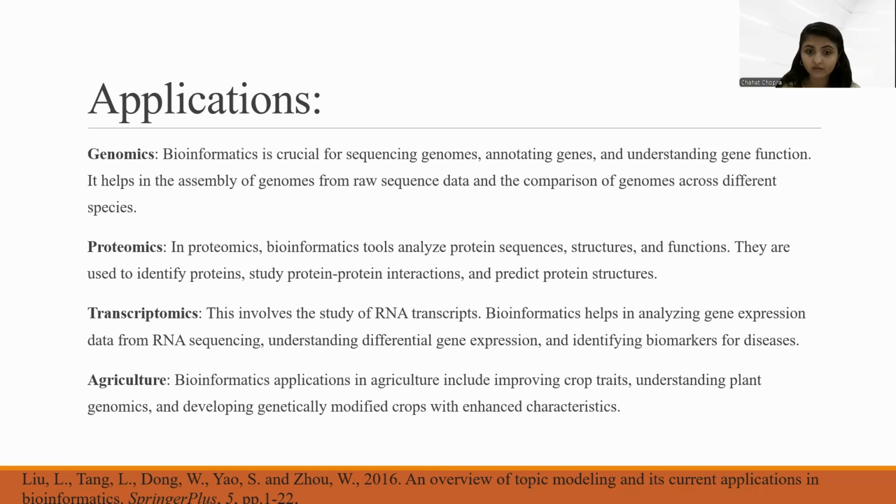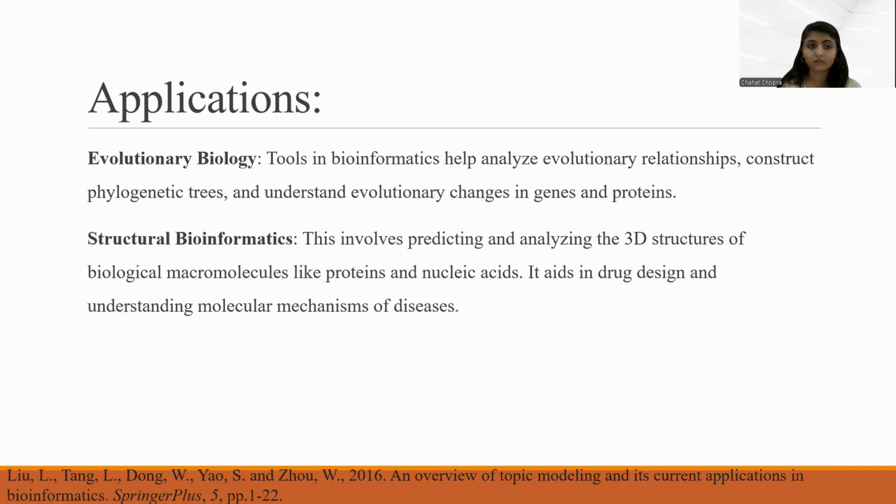In the agricultural field, we can understand the sequencing of plant genomes also. So it helps in improving crop yields and making modified crops. In evolutionary biology, as we know, we can construct a phylogenetic tree, and this can be done using bioinformatic tools. In structural bioinformatics, we can understand the 3D structures of biological macromolecules like proteins and nucleic acids. It helps in drug designing also.